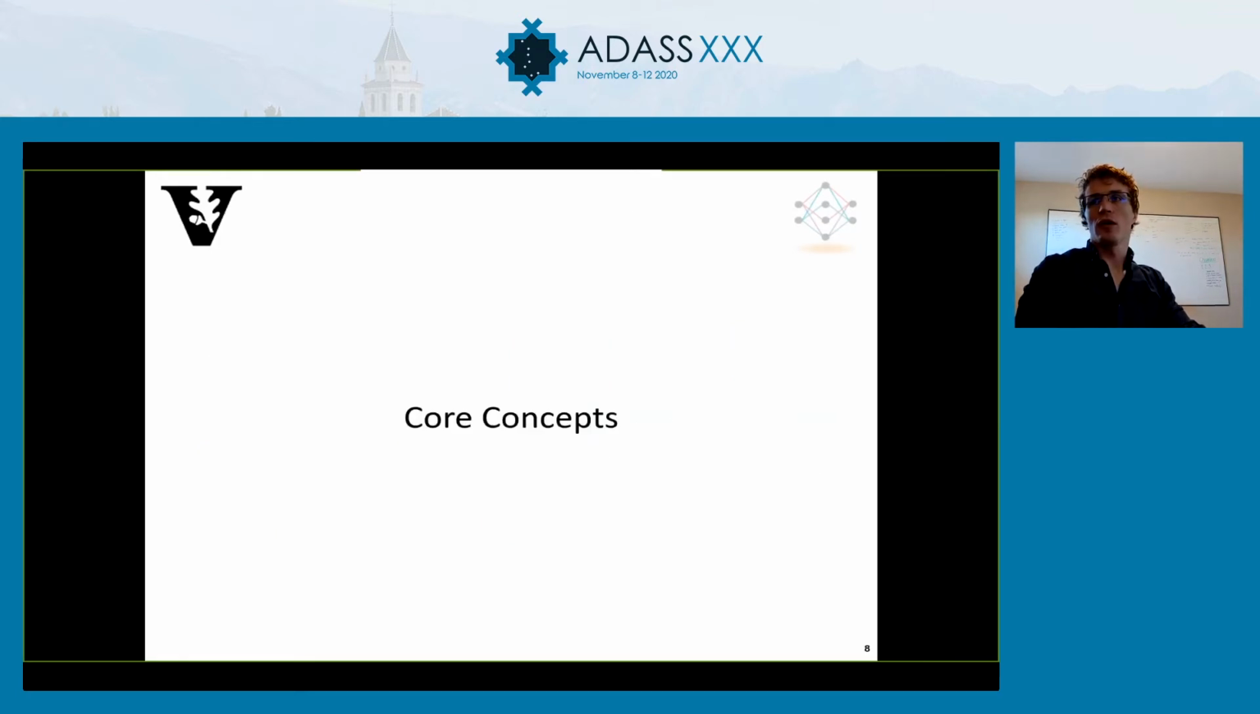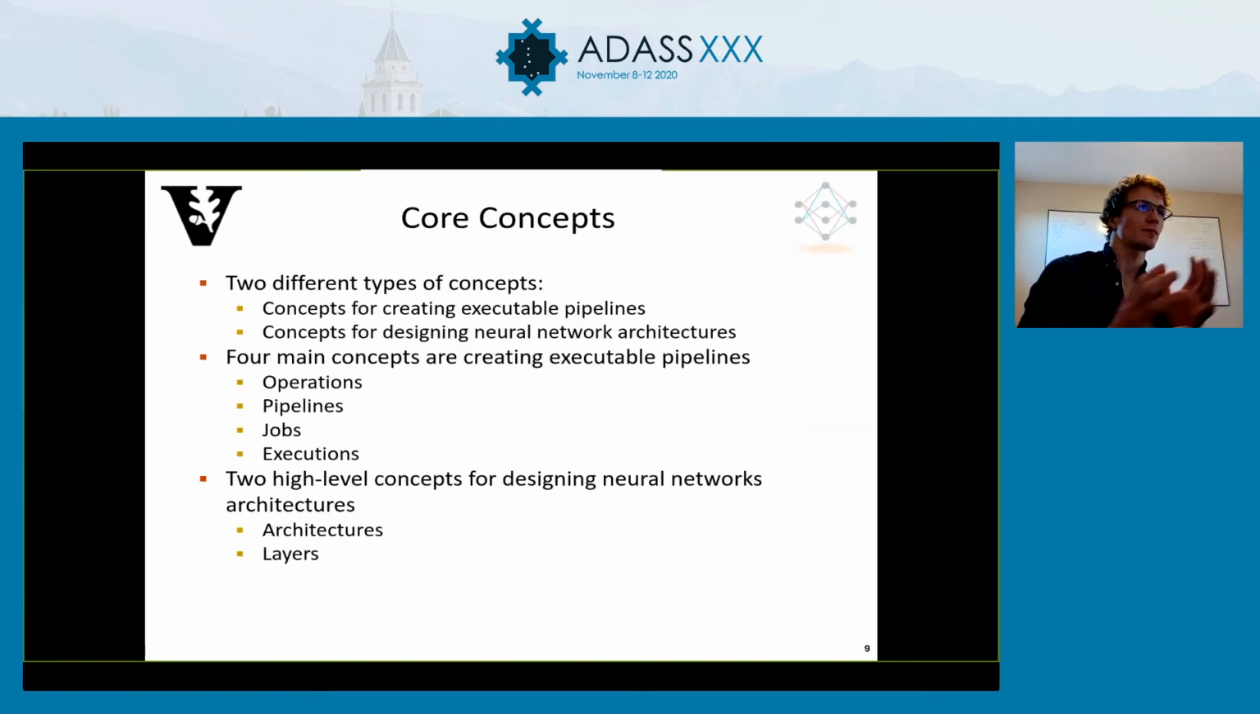So now to some of these core concepts. I've already mentioned them in passing, but to be a bit more explicit, DeepForge consists of really 2 different categories of concepts. There are the concepts for creating these executable pipelines, as well as some concepts for designing the neural network architectures. Now, these concepts should be somewhat intuitive, because we're trying to maintain accessibility and make it a hopefully easy onboarding process. The 4 main concepts for creating executable pipelines are operations, pipelines, jobs, and executions.